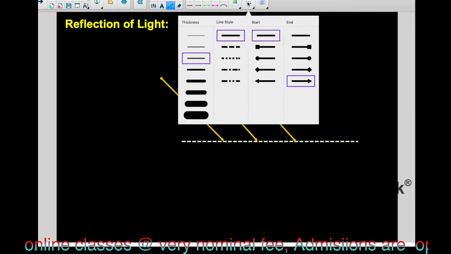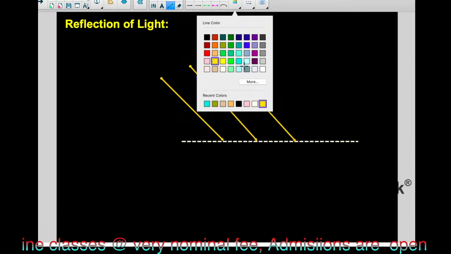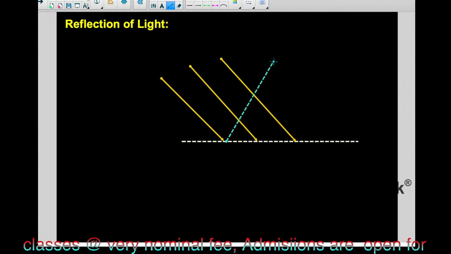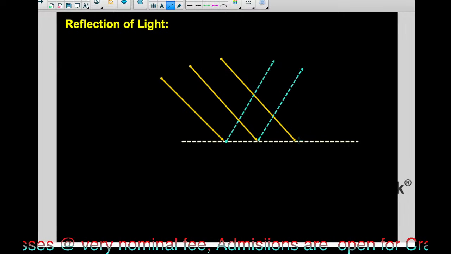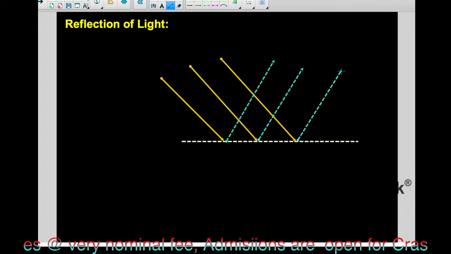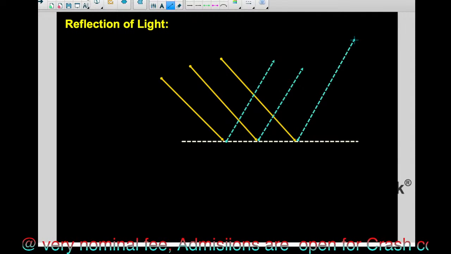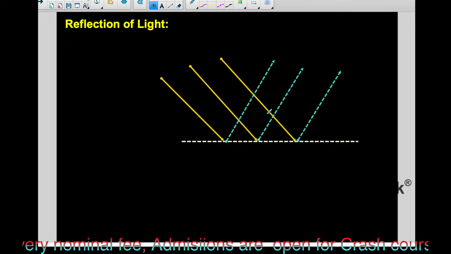If the light turns back in the same medium, like this way and like this way, then the phenomenon is called reflection. Is this all right? This phenomenon is called reflection.